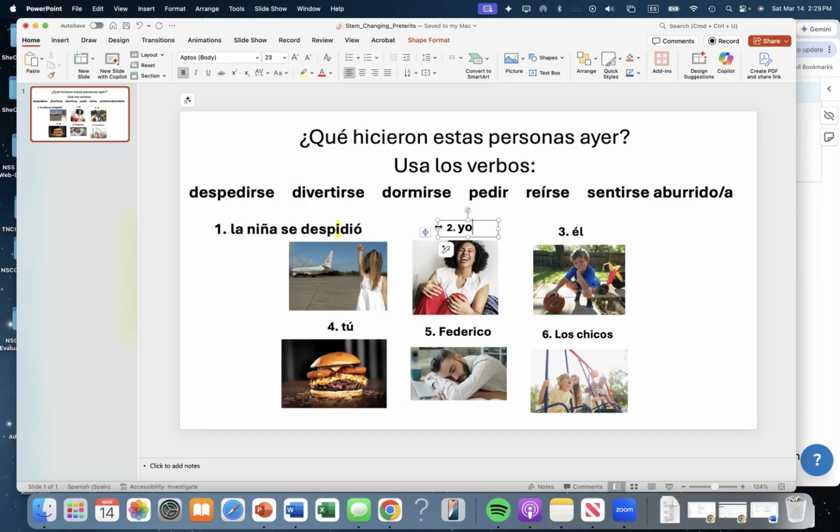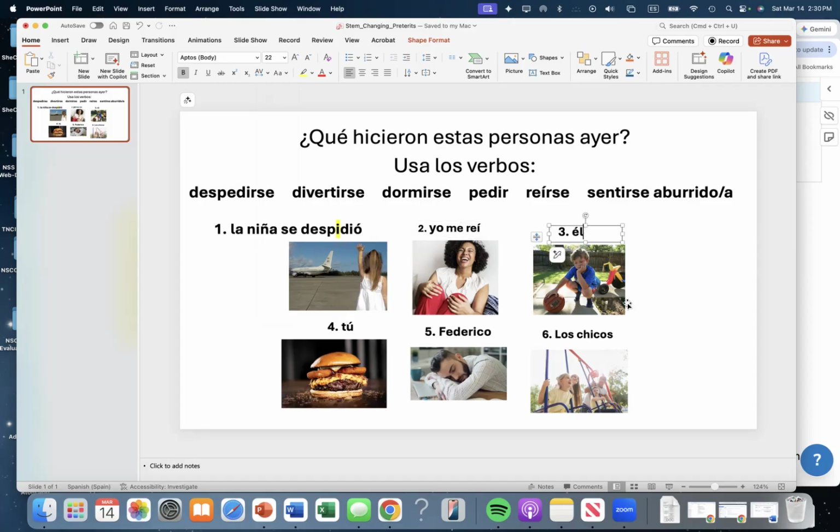Número dos, what is the woman doing? And you need to pretend you're the woman and speak in the yo form. So to laugh, reírse, it's a reflexive verb. So yo me reí. We don't need to change the stem because it's the yo form. Yes, yo me reí. So no change of stem needed. Yo me reí.